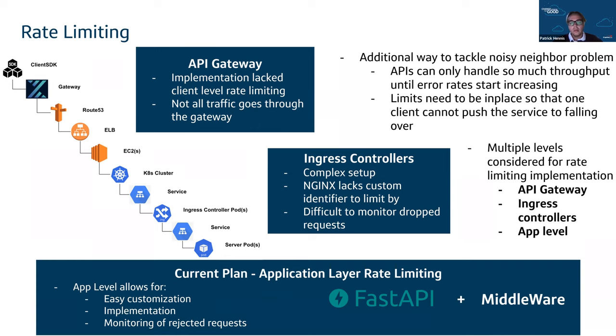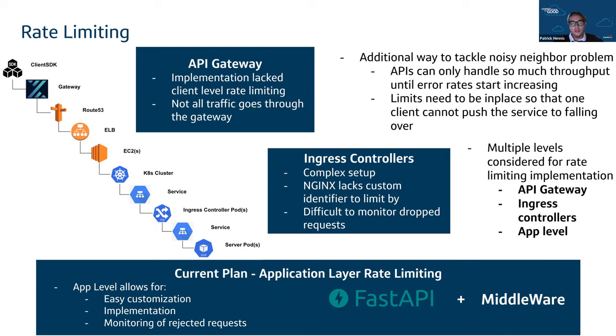The biggest consideration from implementing rate limiting is at what layer in the application stack to put the limits in place. The API gateway, ingress controllers, and the app layer were all taken into consideration and their pros and cons were weighed. Not all of our traffic goes through the API gateway, so implementing at this layer would not catch all traffic, possibly leaving us exposed still. Rate limiting at the ingress controller layer was considered.